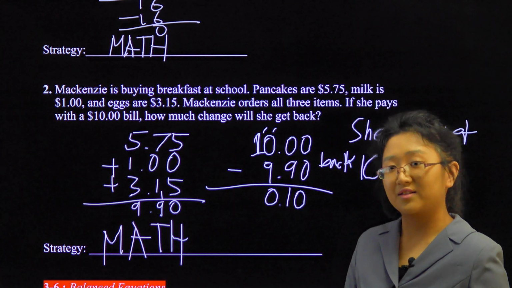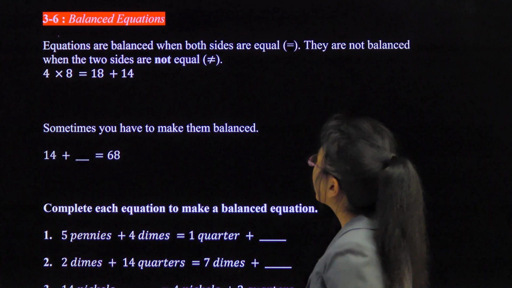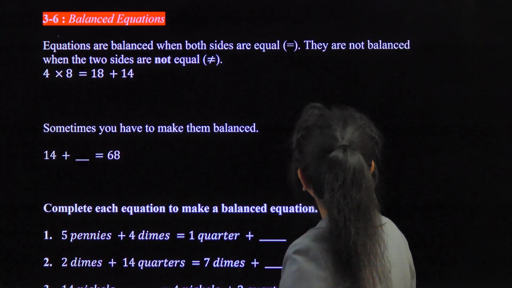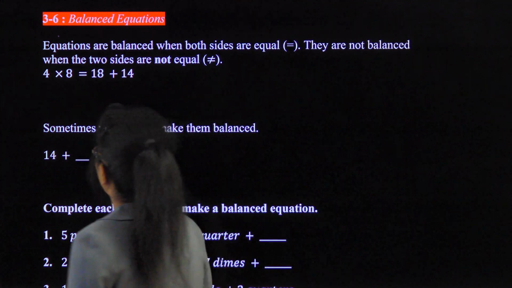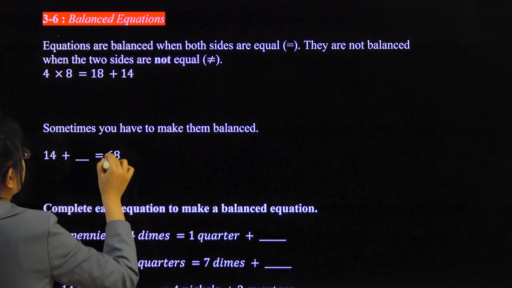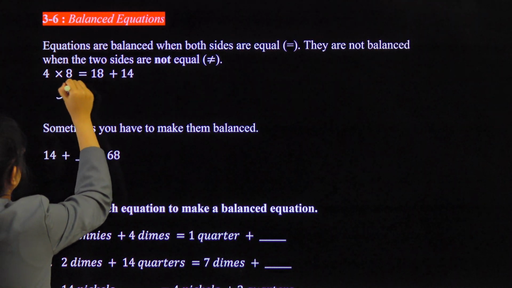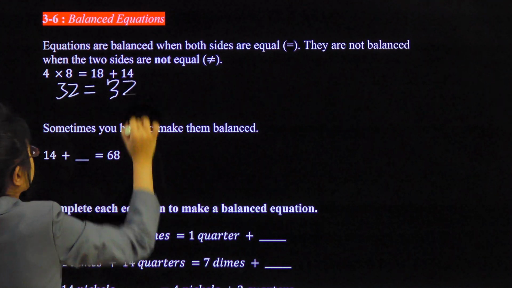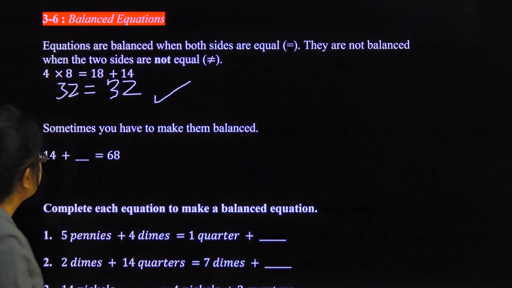We move on to the next section. Balanced equations. Equations are balanced when both sides are equal. By both sides, they mean both sides of the equal sign. They are not balanced when the two sides are not equal, such as 4 times 8 is equal to 18 plus 14. 4 times 8 is equal to 32. 18 plus 14 is also equal to 32. Therefore, this equation is balanced.